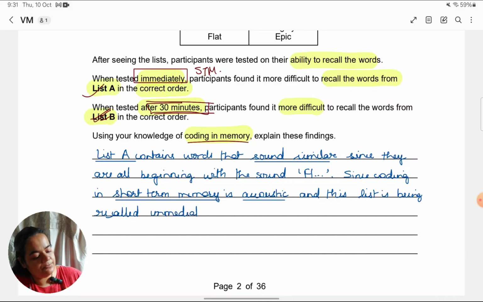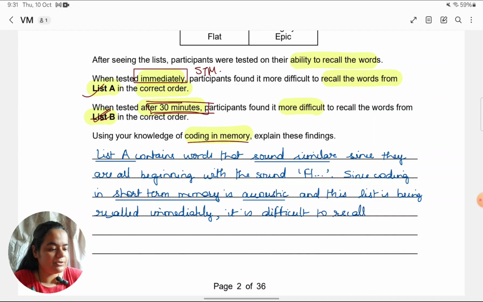It is difficult to recall. So I want you to see here why I will score good marks for this answer. I have used correct terms, good terminology like acoustic, short-term memory, coding, those type of words. I know for shorter answers, terminology is not emphasized in the mark scheme. It is emphasized for the longer answers, but that does not mean that for shorter answers we don't pay attention to terminology. We have to. Secondly, I have, like I mentioned earlier, contextualized the answer.